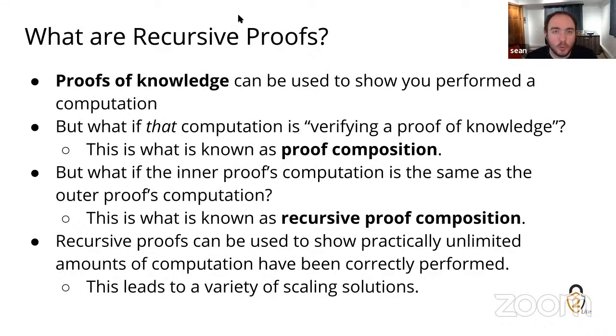So one kind of interesting question is, what happens if the computation that you're checking that someone else performed is itself verifying a proof of knowledge? And this is what we refer to as proof composition. So the next question you might ask is, what if the inner proof's computation that you're checking when you're doing this composition step is the same as the outer proof's? It's just a different instance of the same computation, different inputs.